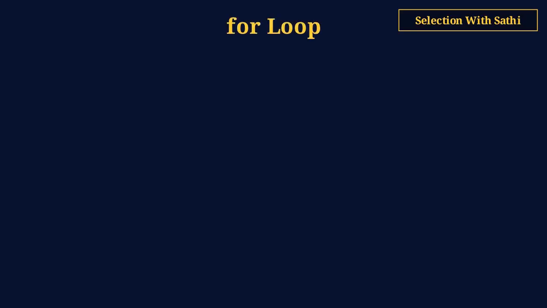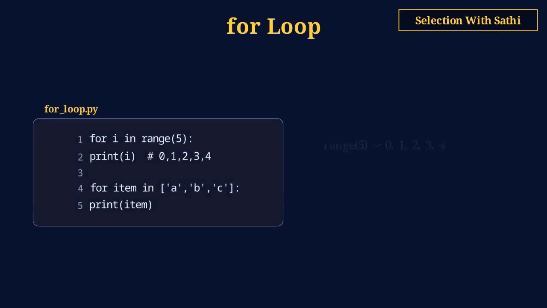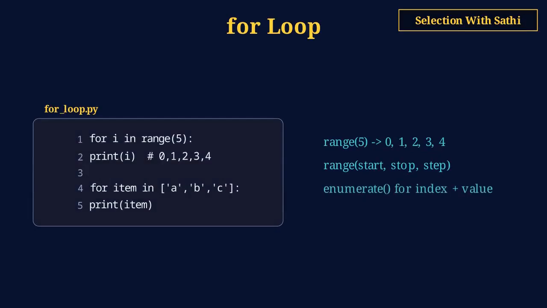The for loop iterates over any iterable: lists, strings, ranges. range(5) gives 0, 1, 2, 3, 4. Note it excludes 5. Range with start, stop, step lets you customize. range(1, 10, 2) gives 1, 3, 5, 7, 9. Use enumerate to get both index and value in each iteration.